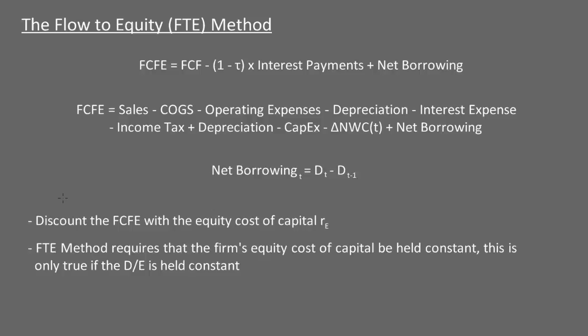Now you discount the free cash flow to equity with the equity cost of capital RE, not your RWACC or your RU. Now the FTE method requires that the firm's equity cost of capital be held constant. This is only true if the debt to equity ratio is held constant as well.